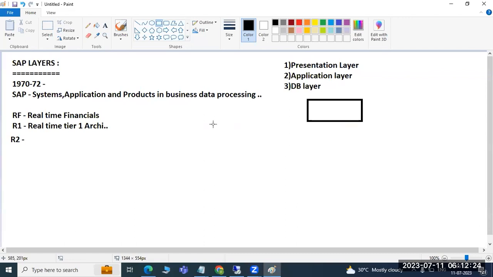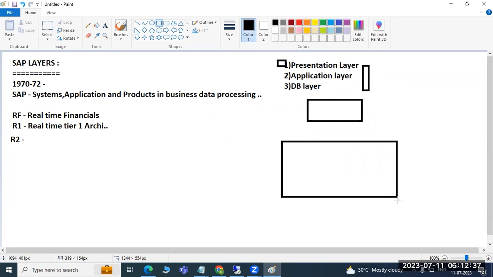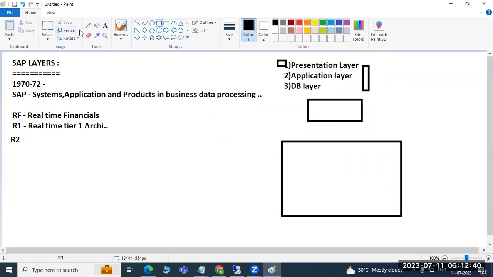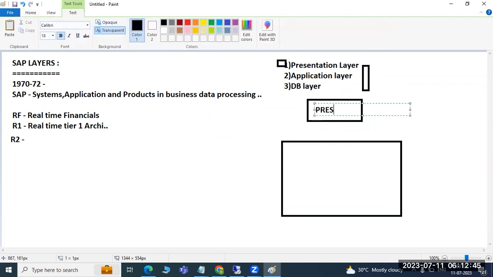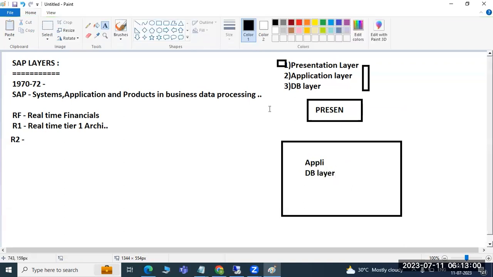Yeah. So the R2 architecture. R1 means all three layers are in one box. Here the first layer is in one box, and the remaining two are in another box. Box means another server. This is our presentation layer, which means SAP GUI. So the remaining application server and DB layer are both combined here in the R2 architecture. So this is one, this is two.